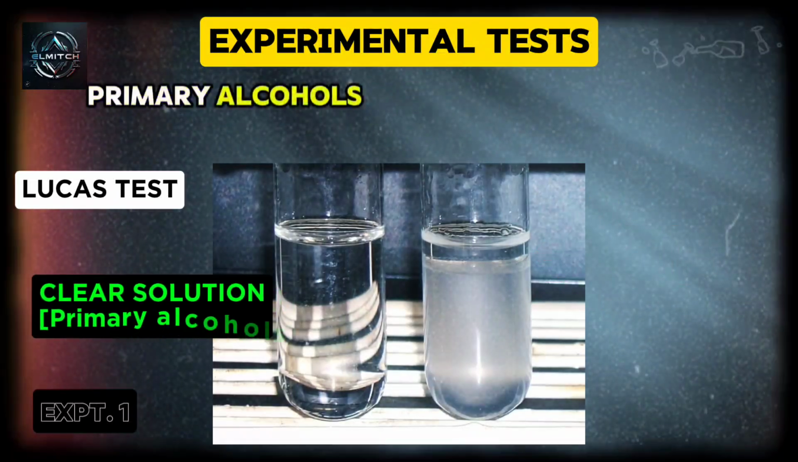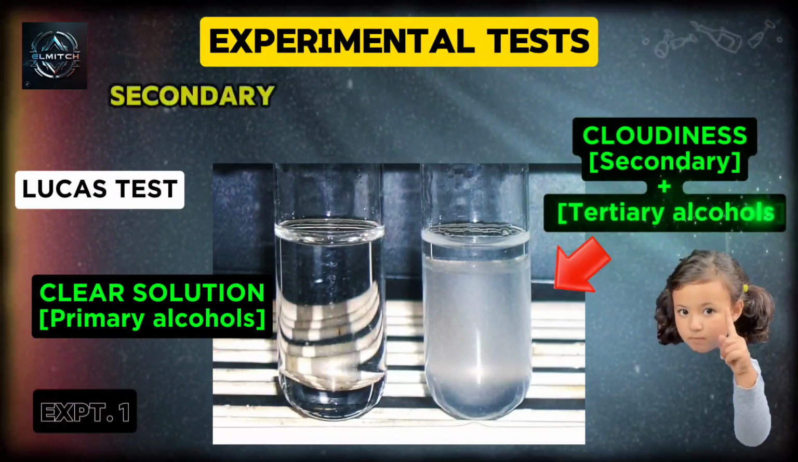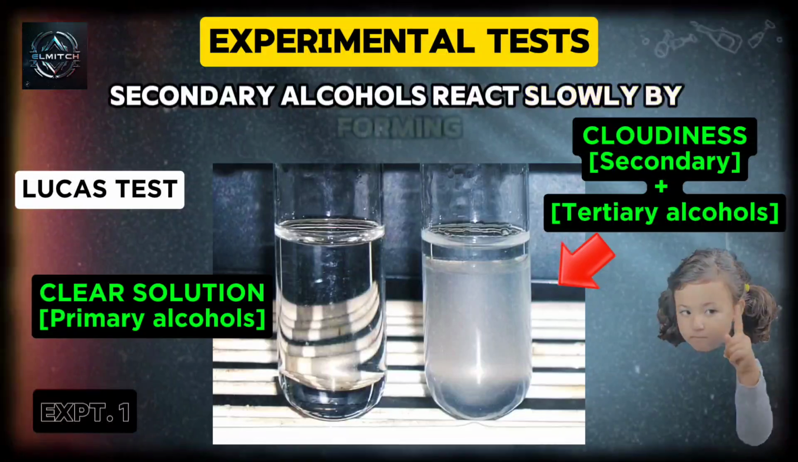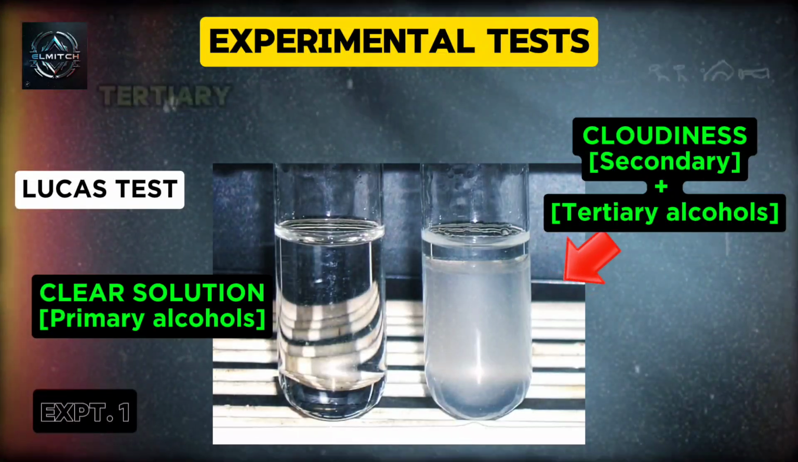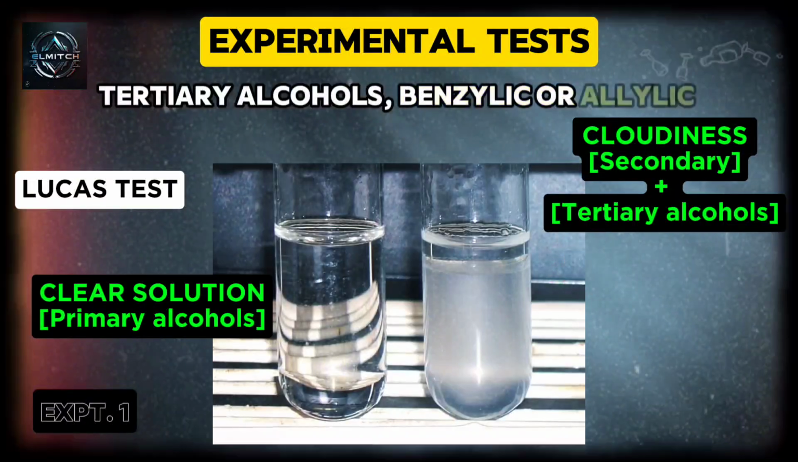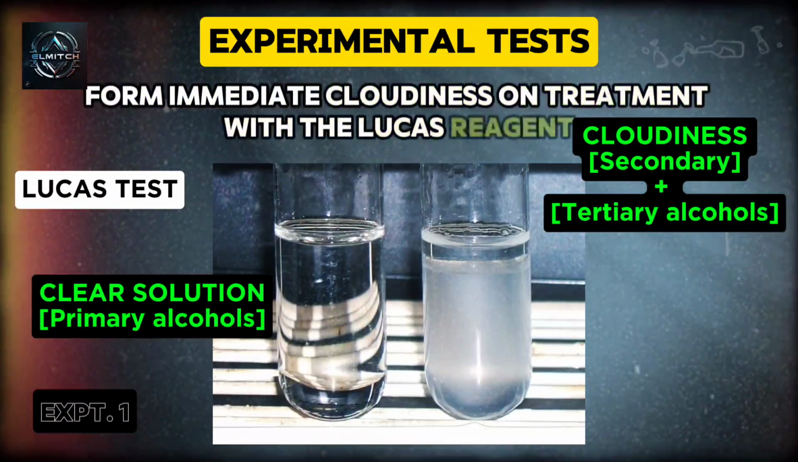Primary alcohols form a clear solution when treated with Lucas reagent. Secondary alcohols react slowly, forming delayed cloudiness on treatment with the Lucas reagent. Tertiary alcohols, benzylic or allylic alcohols, form immediate cloudiness on treatment with the Lucas reagent.